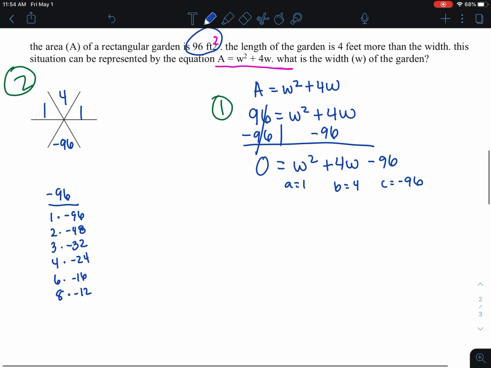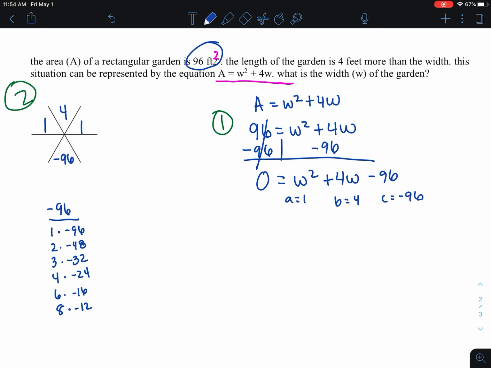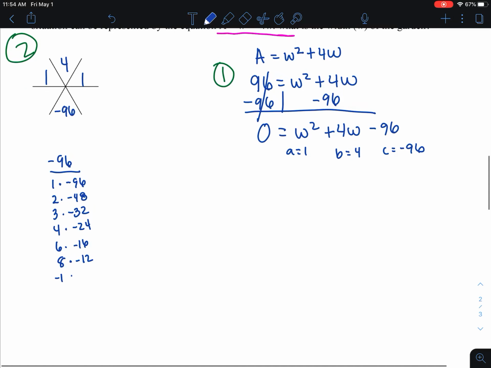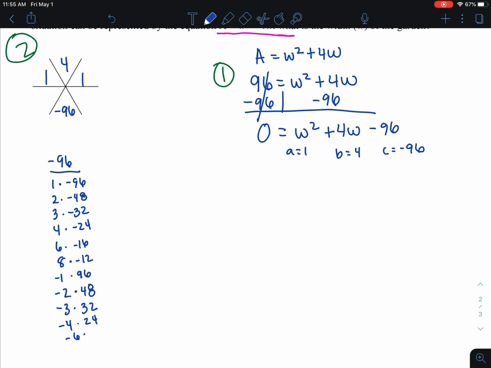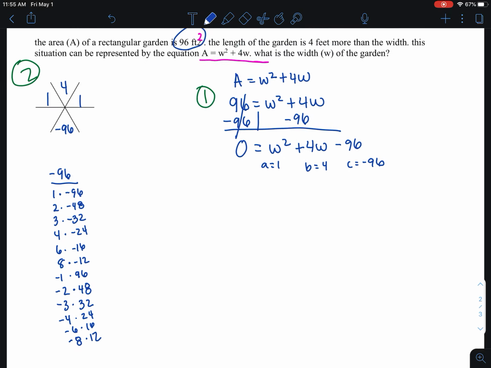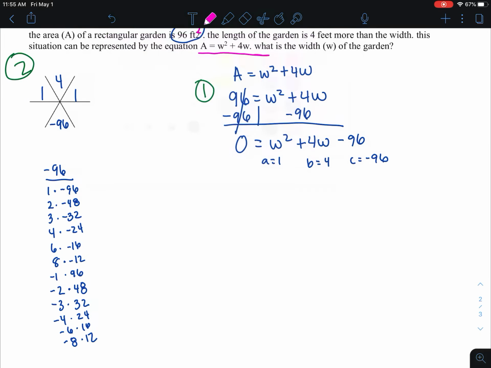Okay, also the opposites work. Remember, if you're multiplying different signs, you get a negative. So also negative 1 times positive 96. Negative 2 times positive 48. Okay. Alright, so go through all of them, and maybe you already found your 2 answers that would work a long time ago. Alright, add them.